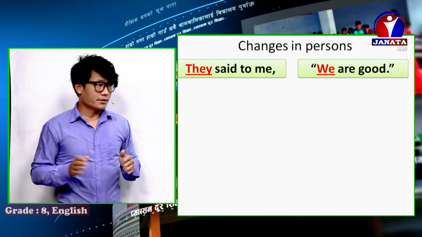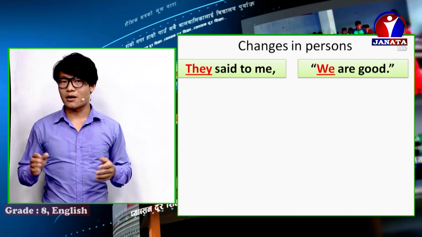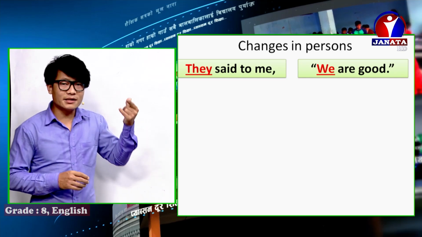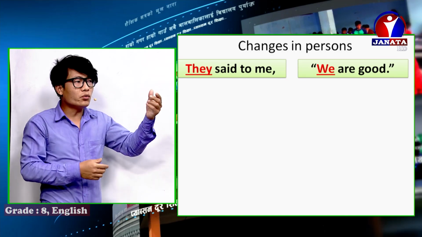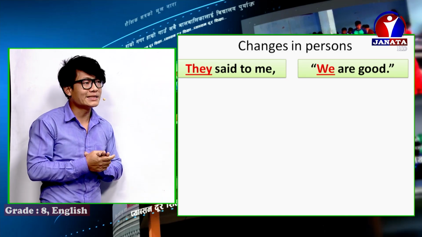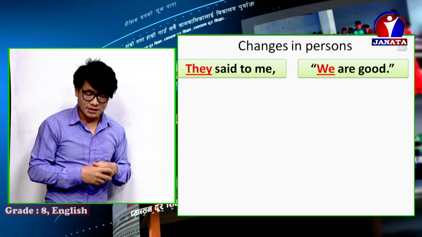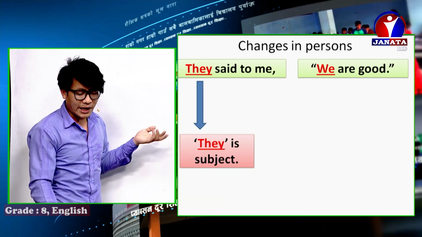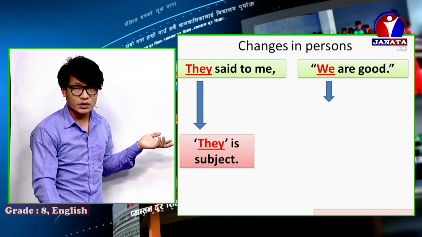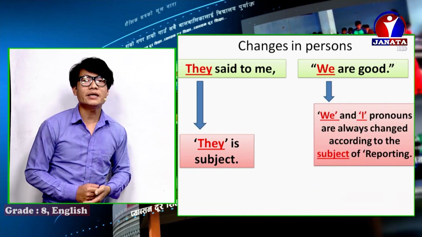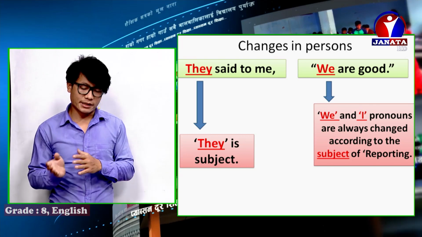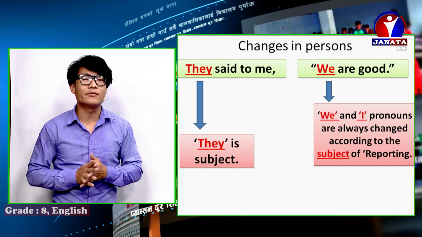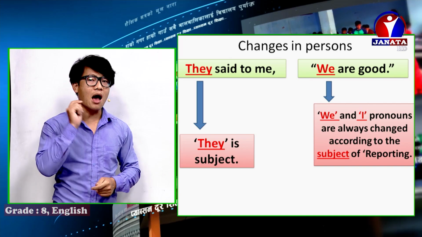We are good. They say to me, we are good. So remember, they is the subject, me is the object there in reporting, and we are good there. You can see we is the subject. So they is the subject. Now you need to learn that we and I pronouns are always changed according to the subject of reporting. We and I pronouns.